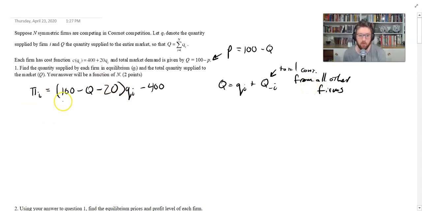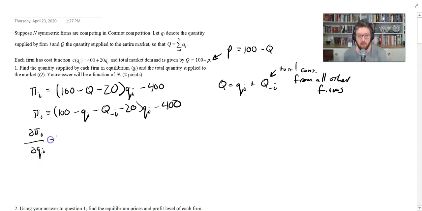Okay, so we'll replace that. Instead of Q, we're going to write qi plus capital Q negative i, which I don't have any control over, but does affect my answer. I'm going to take the derivative with respect to my variable of choice. And the derivative of this first term is minus 1, so we get a minus qi. The derivative of the second term is 100 minus qi minus capital Q negative i minus 20, and that's all equal to 0. The derivative of this is 0.